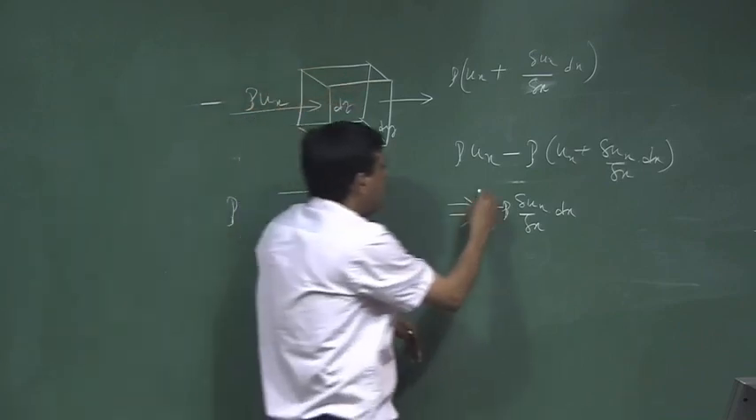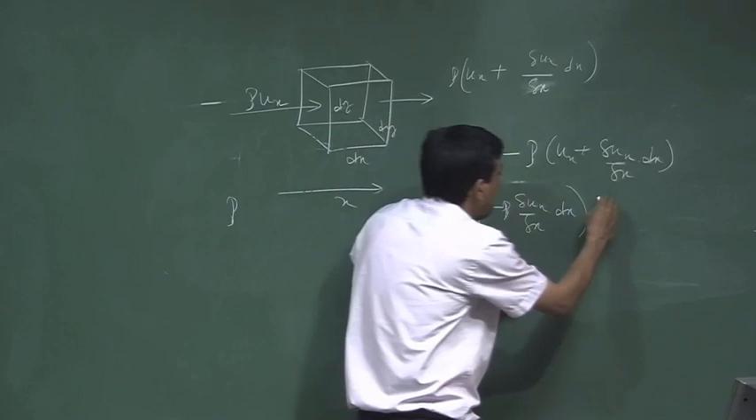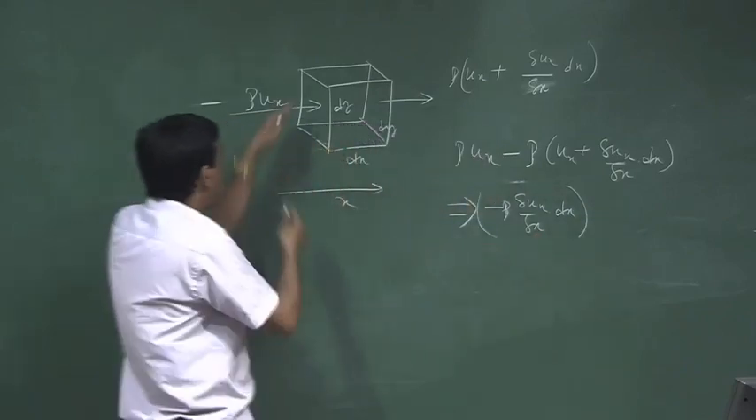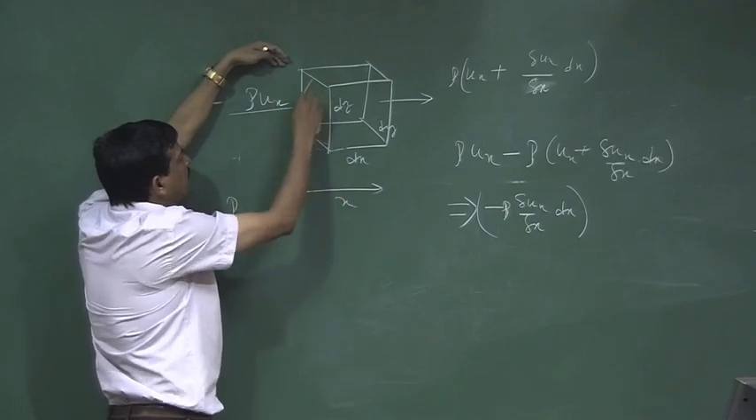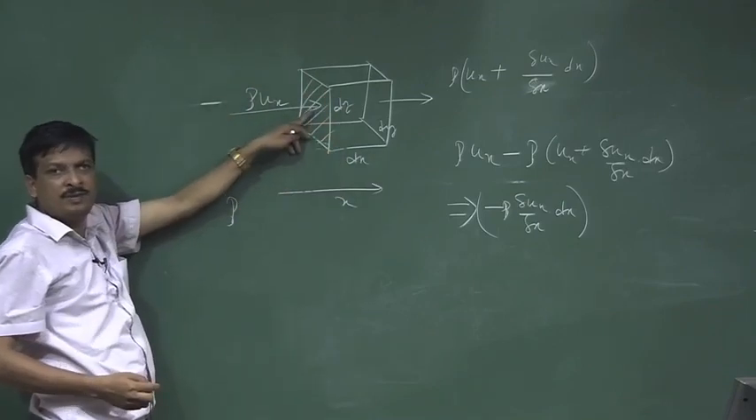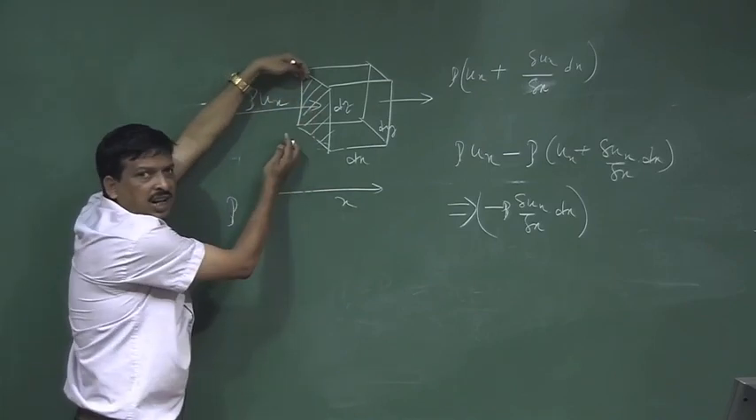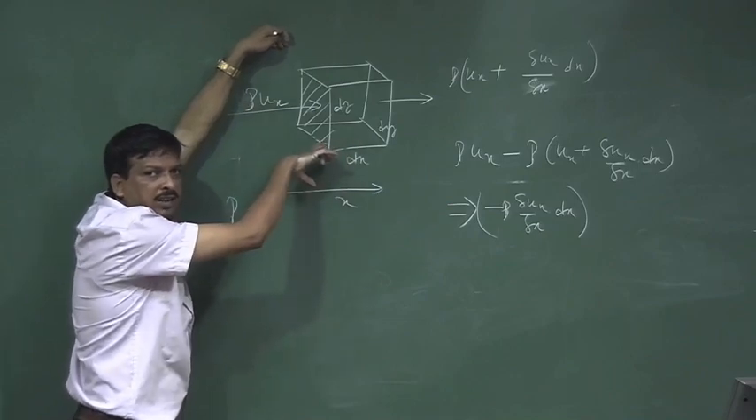So, the total mass intake will be multiplied by the x direction, dx. What is the surface area of this? It is not a single point. This is a cross-sectional area, so within the whole cross-sectional area, mass will be injected.